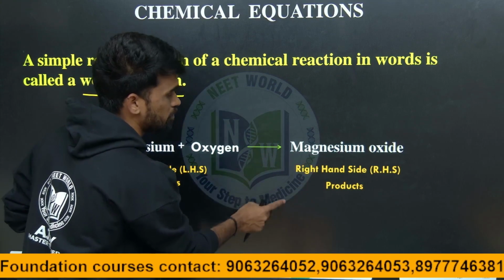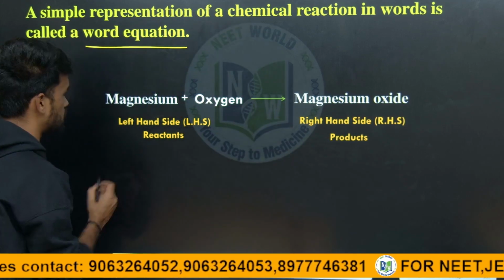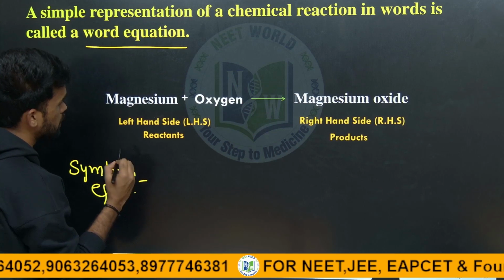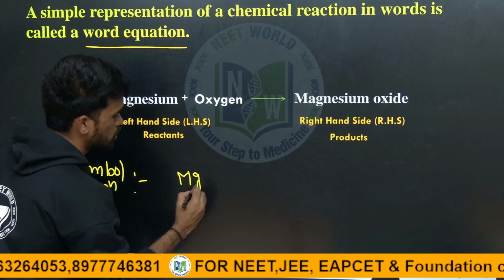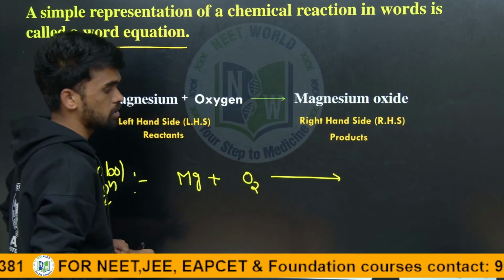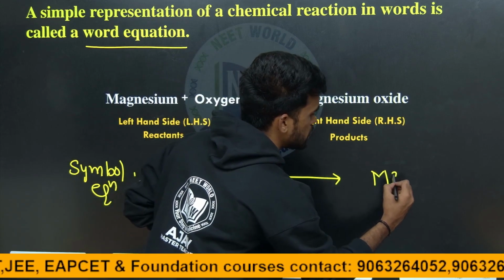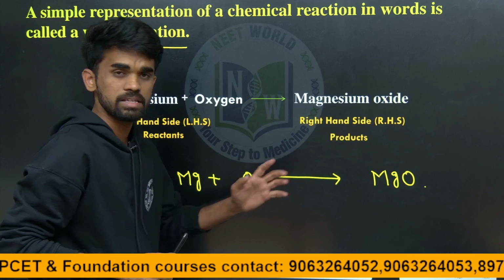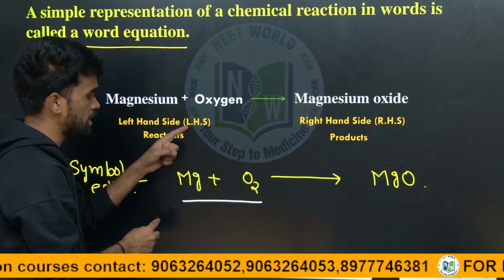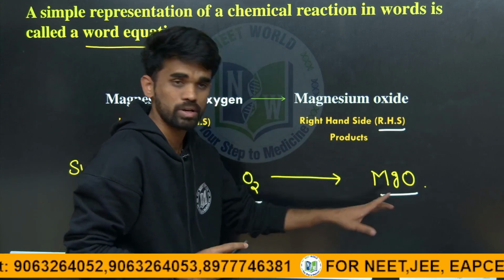In chemistry, when we are writing a chemical equation, it's better to represent it in the symbolic form, the symbol equation. So for magnesium we can use Mg, plus oxygen we can represent O2, and write this arrow mark in order to show the reaction is moving forward and forming some product, MgO. So the left hand side of this arrow mark, the LHS, reactants will be written, and on the right hand side we will be writing products. I hope this is clear.